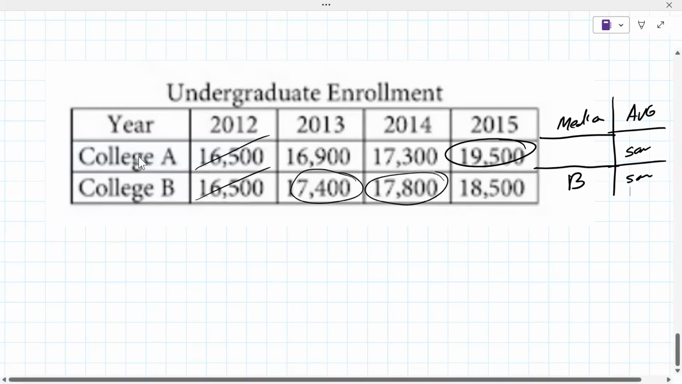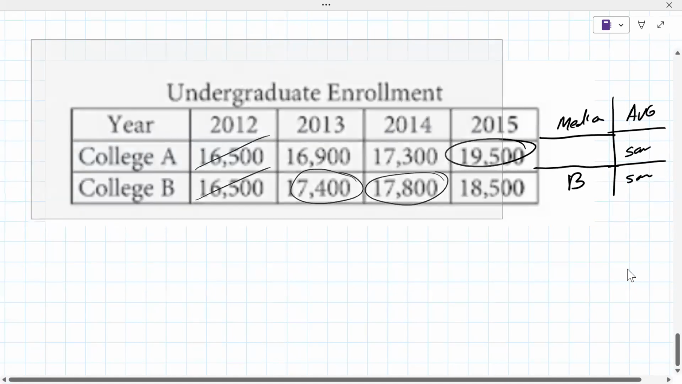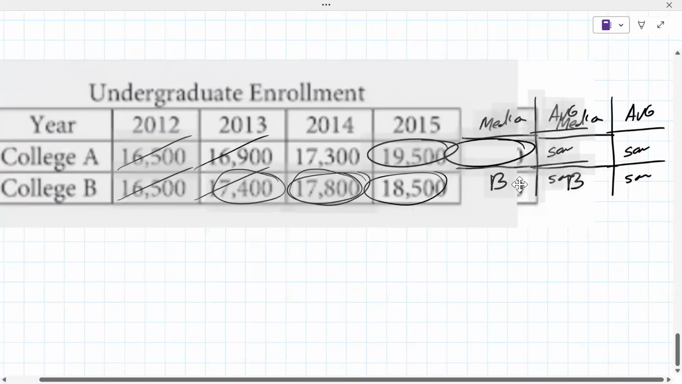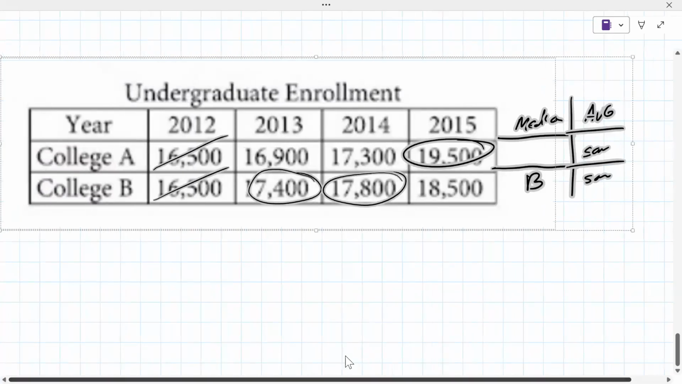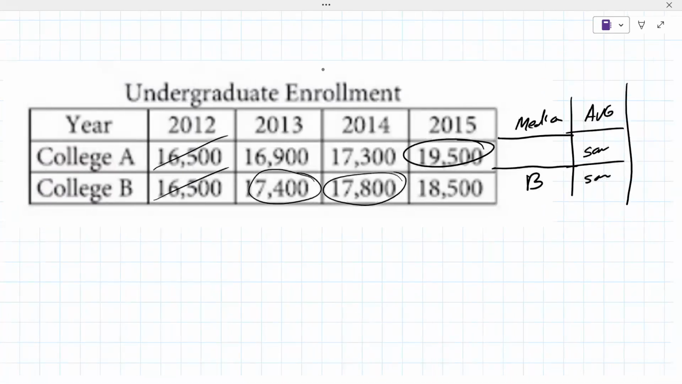Okay. And then there's one more thing that they could ask you here, which I didn't make enough room for. Let me see if I can tuck this over here to the left. Range. Do you remember what range is from a previous lesson? You subtract the lowest number from the highest. Yes. So which has the largest range, A or B?